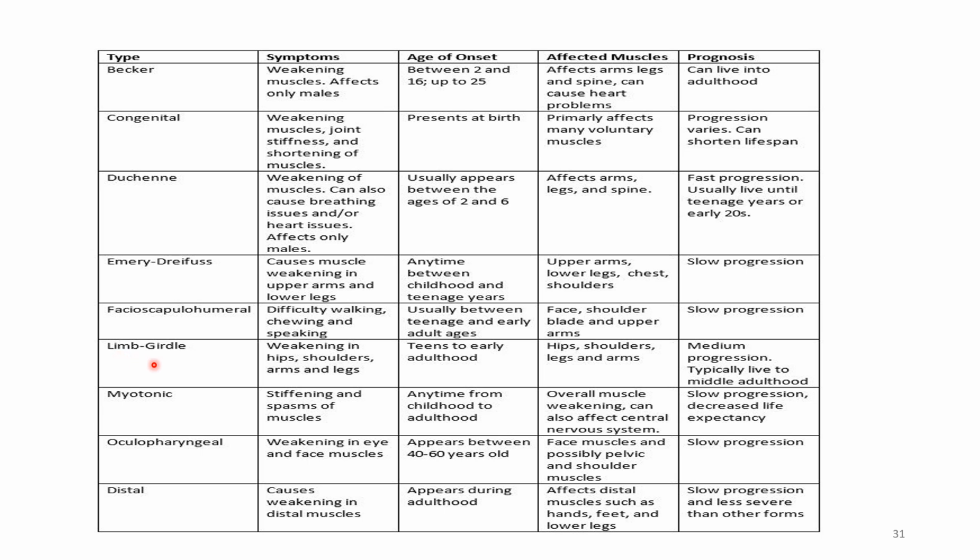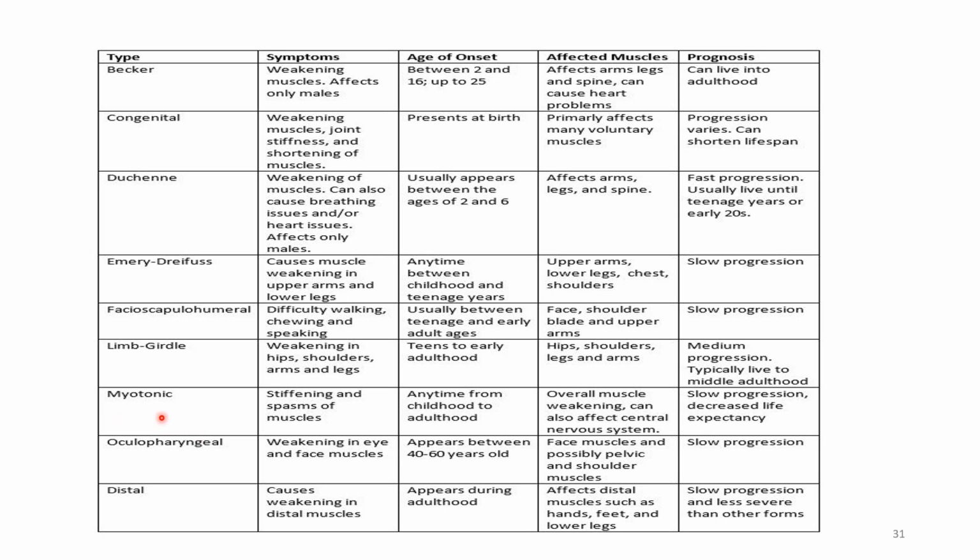Now coming to limb girdle. Limb girdle is because of autosomal dominant or autosomal recessive inheritance. In this, the symptoms are weakening in the hips, shoulders, arms and legs. Teens are affected. It will affect the hips, shoulders, legs and arms muscles. There is a medium progression. They typically live up to middle adulthood.